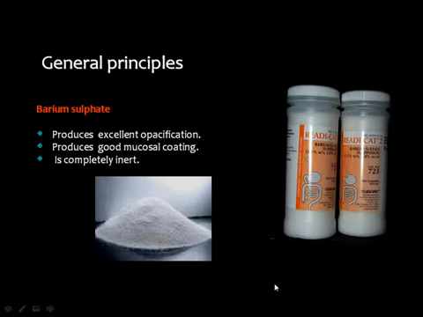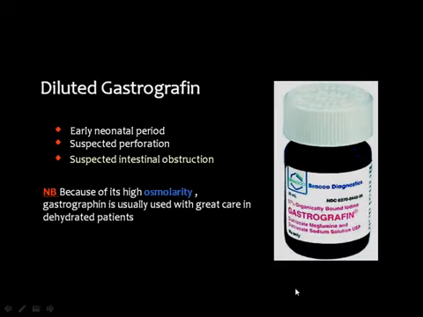And actually, you know that barium is provided in a powder or ready-made preparations. It is an excellent contrast medium for opacification of the gastrointestinal tract, and it is completely inert without any reactive changes with the mucosa or the intestine.